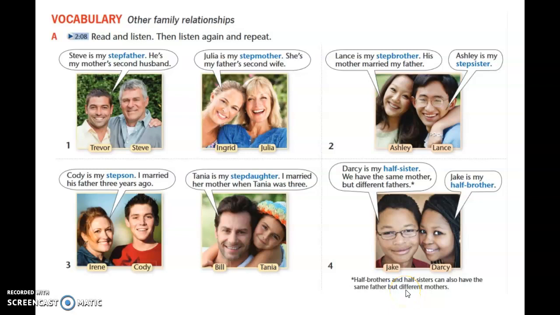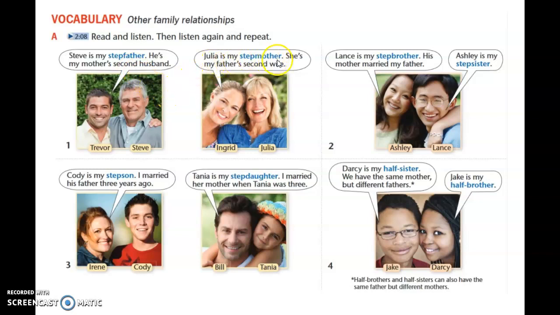The following is vocabulary to express other family relationships. We're going to go over the sentences. The first one is: Steve is my stepfather. He is my mother's second husband. A stepfather, meaning in Spanish, padrastro. A stepfather.